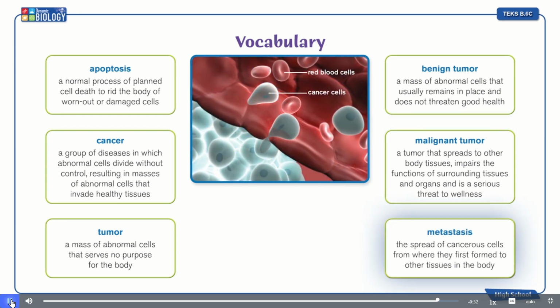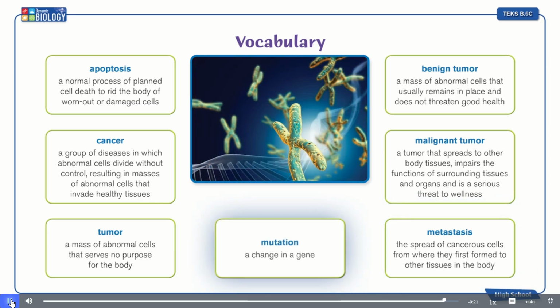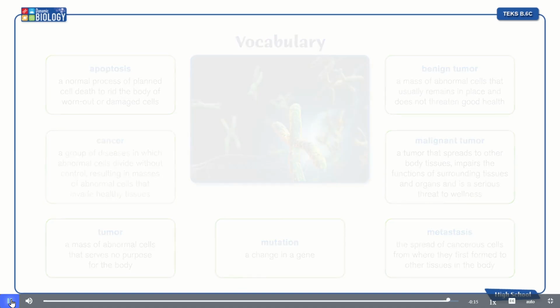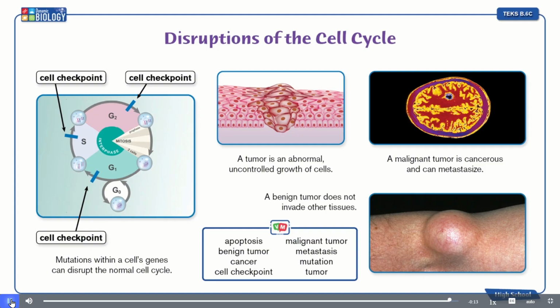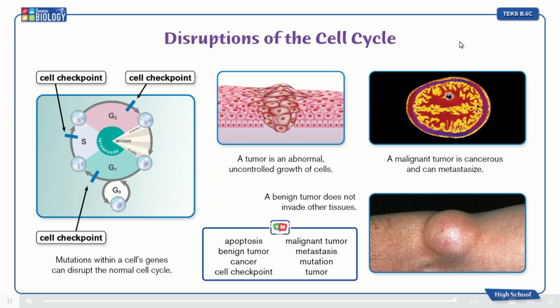Metastasis, the spread of cancerous cells from where they first formed to other tissues in the body. Mutation, a change in a gene. In this lesson, we reviewed TEKS B.6C, relate disruptions of the cell cycle to how they lead to the development of diseases such as cancer.